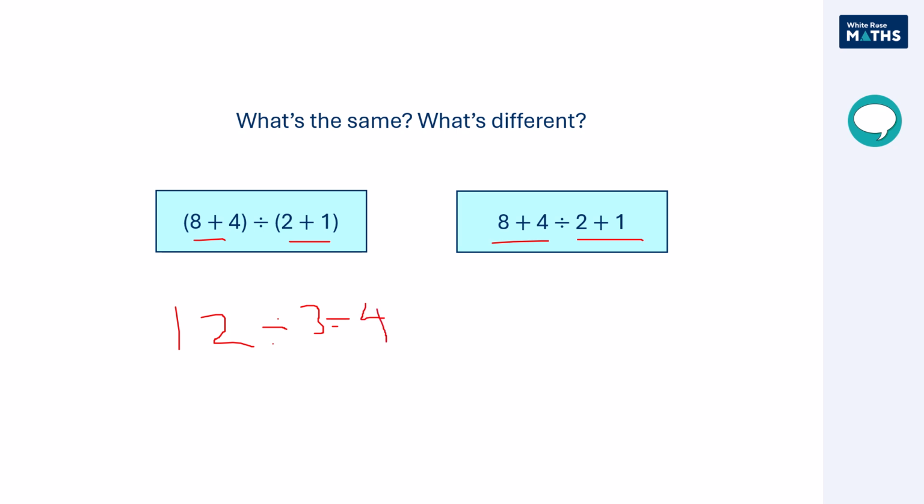Next part, I'm going to do 4 divided by 2 first, which is 2. So you have 8 plus 2 plus 1, which makes 11. So same numbers, but different operations using maths. Here I do the bit inside the brackets first, and then the division. Here I do the division first, and then the addition. Remember: brackets, indices, division, multiplication, addition, and subtraction.